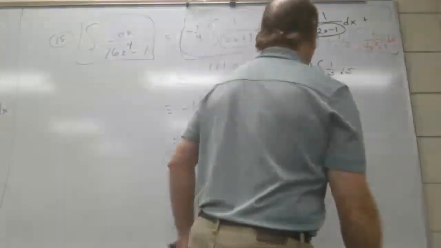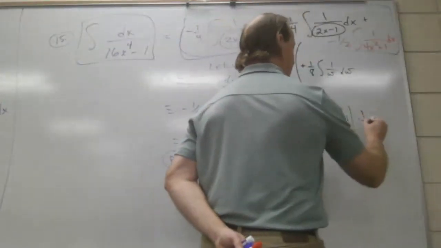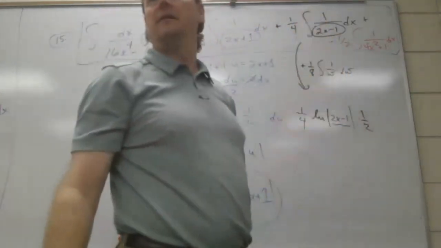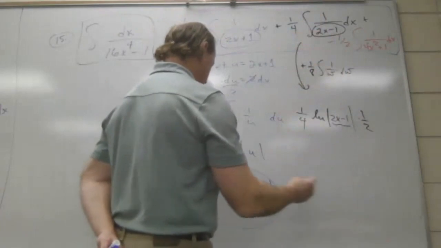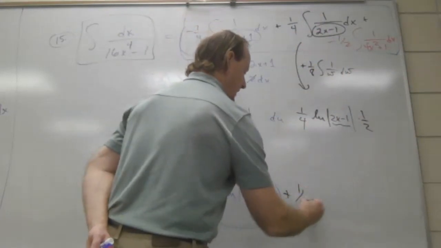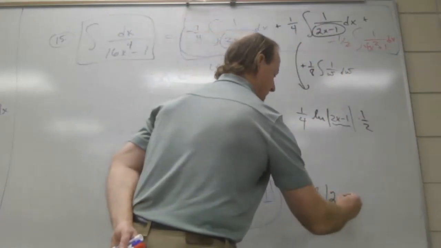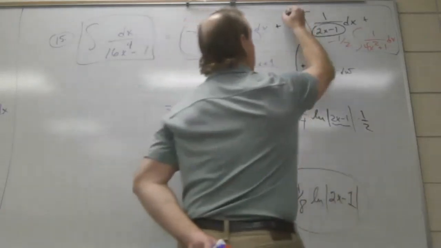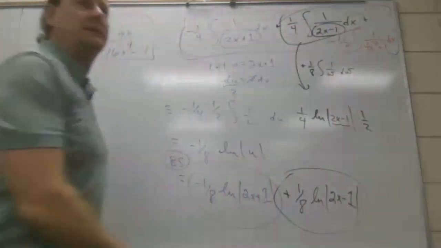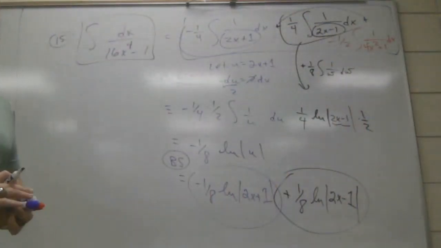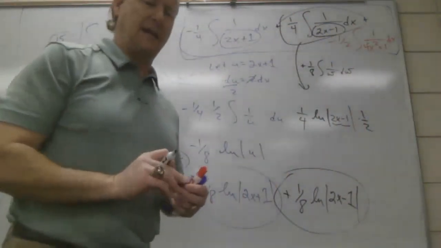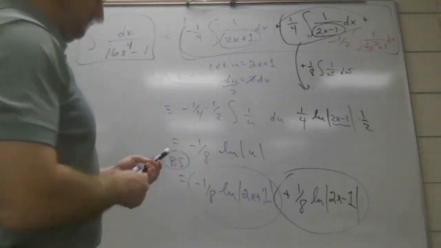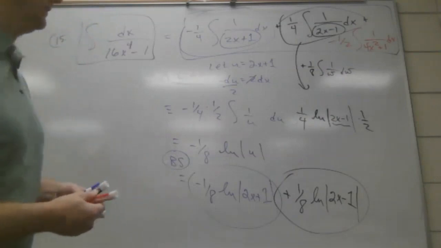So what do I have to also do? Times 1/2, right? To undo that 2 that I don't want because I don't have it up here. So what does that become? Then it's going to be plus 1/8 natural log of the absolute value of 2x minus 1. That's that part, right? And now for the hard part is trying to come up with the antiderivative of the last one.